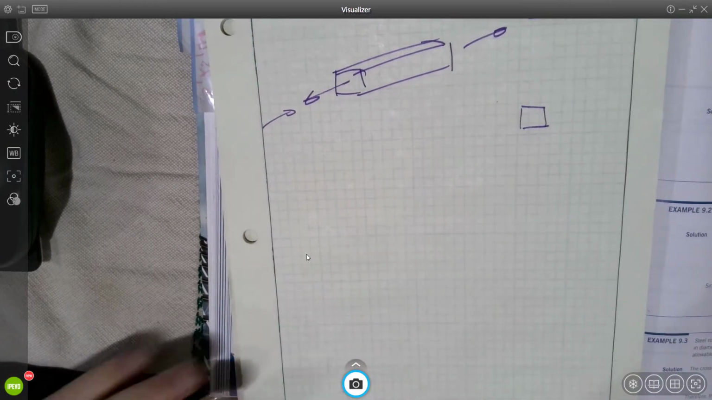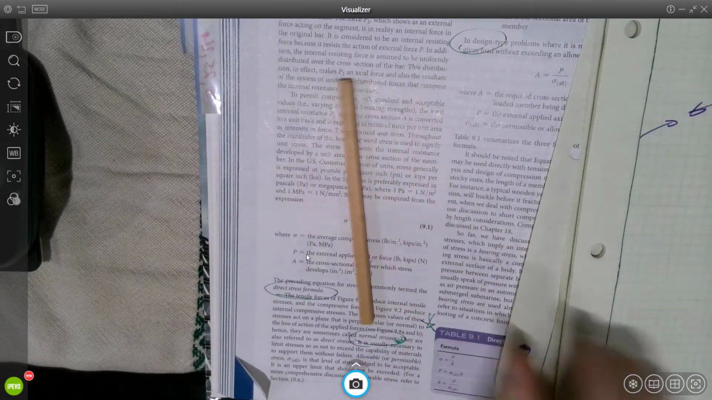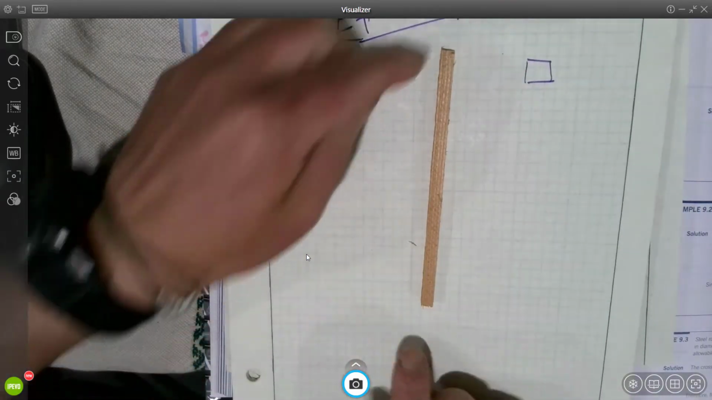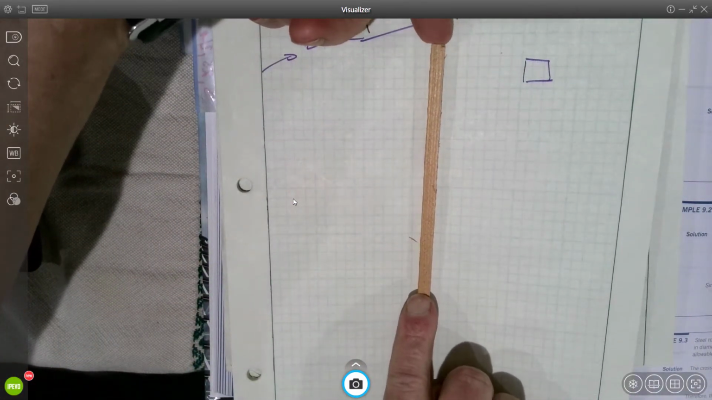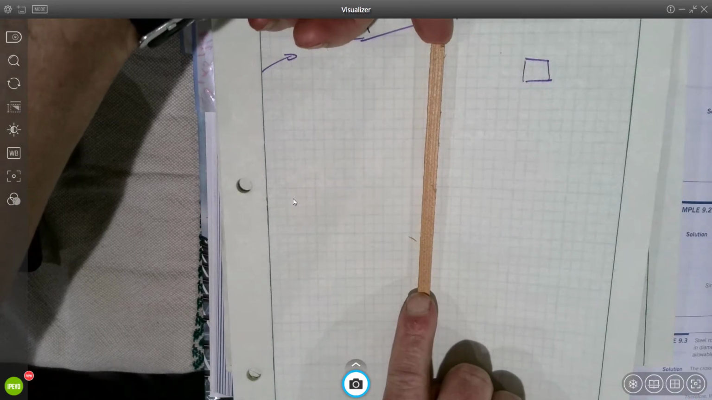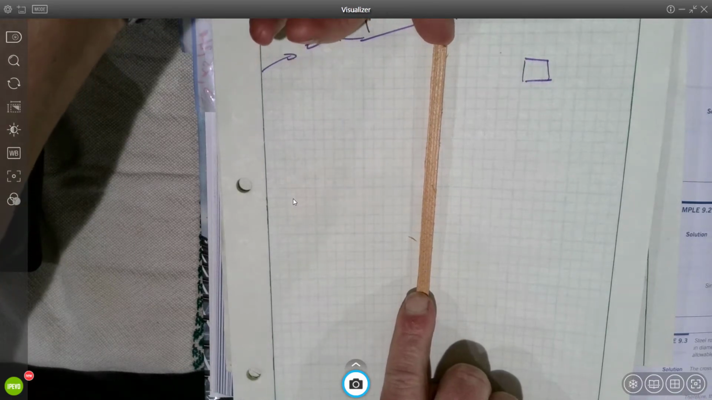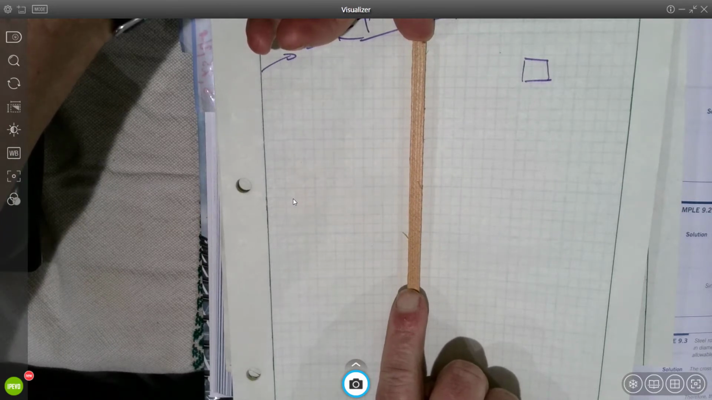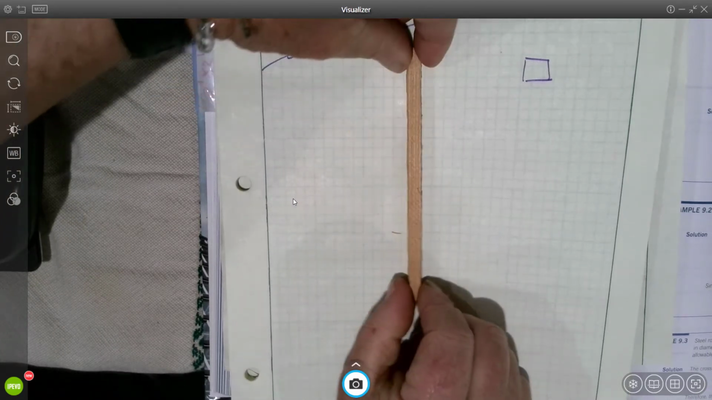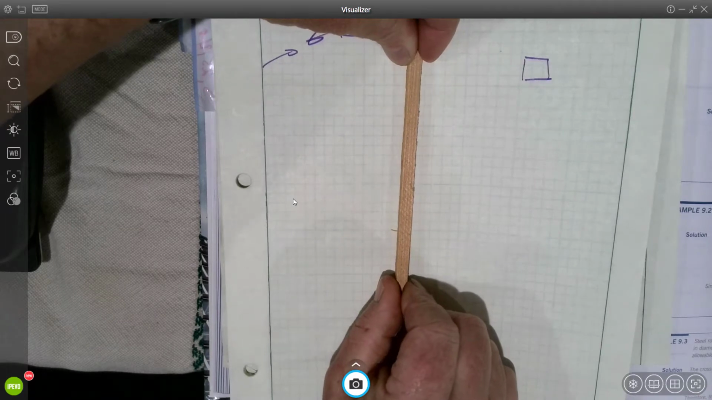It's pretty easy to demonstrate. If I have an object and I push on it like this, I'm compressing it, and it actually changes length. It will actually get shorter when I push on it. Maybe I'm pushing 10 pounds. Same with pulling on it. But those are two different stresses.